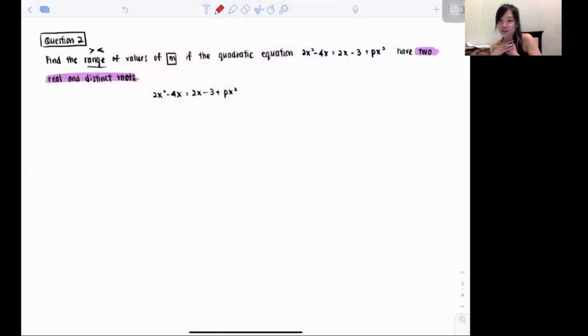So based on what I taught you, 2 real and distinct roots, you will think about what formula? B squared minus 4AC bigger than 0. Very good. I was just assuming your answer, okay? So how do you do it? Again, the equation they give me looks like general form, but general form should have a 0. They don't have a 0. I'll just move it all to one side. Right or left, which side 0 doesn't matter, okay?